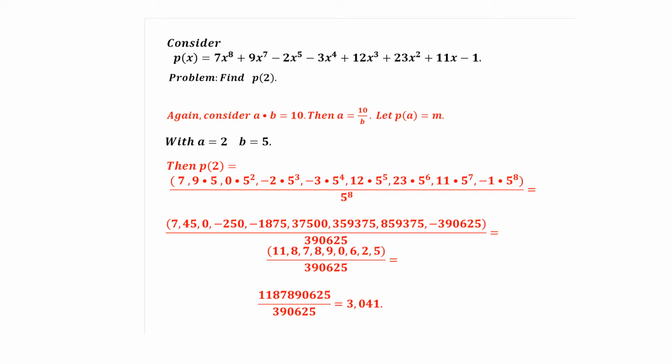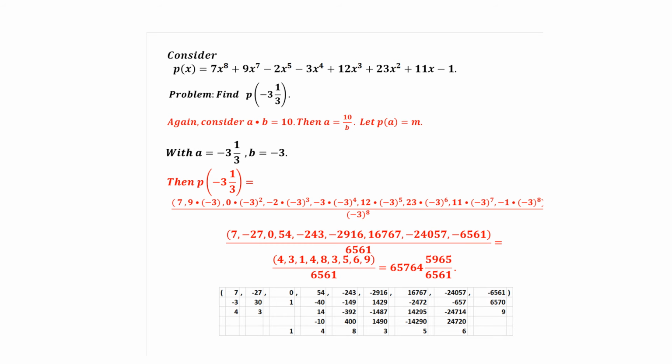And then you work out those powers of 5, and you'll finally get to the tuple 11,878,90625, and you divide that by 5 to the 8th, which is 390625, and you get 3,041. Now, it would have been much easier to just go ahead and plug the 2 in. So although you have another method to figure out P of 2, doesn't mean that you should always use the tuple approach, because it would have been much easier just to plug 2 into 7 times 2 to the 8 plus 9, 2 to the 7, and so forth.